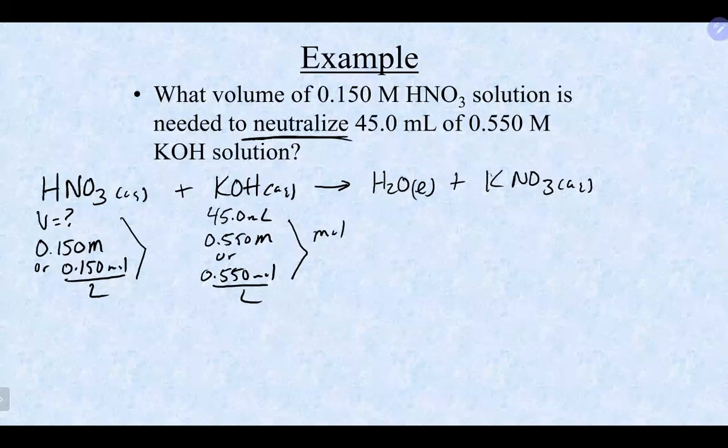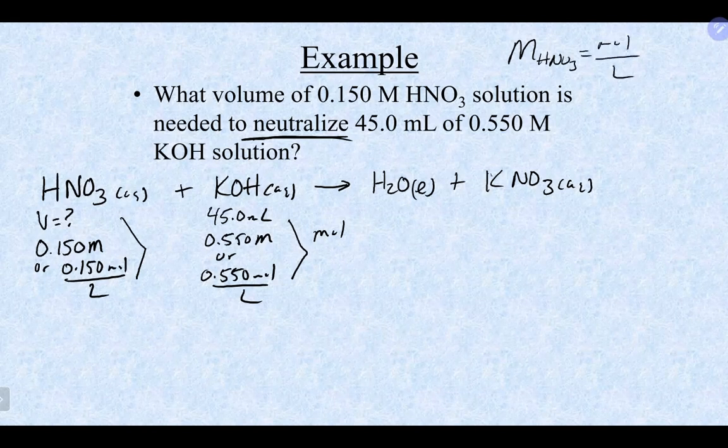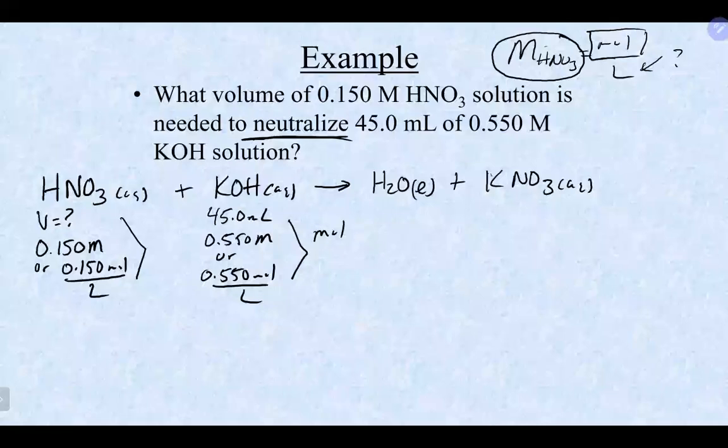So ultimately what we're trying to get to is we're dealing with the molarity of the nitric acid, which would be moles per liter. And if we look at this, we obviously already have the molarity given to us. We are looking for the volume, which means the one thing that we're really missing for the nitric acid is the moles of the nitric acid. So the moles of the nitric acid is going to come from the stoichiometry part of the calculation.